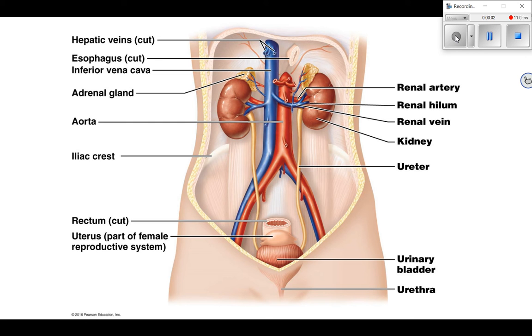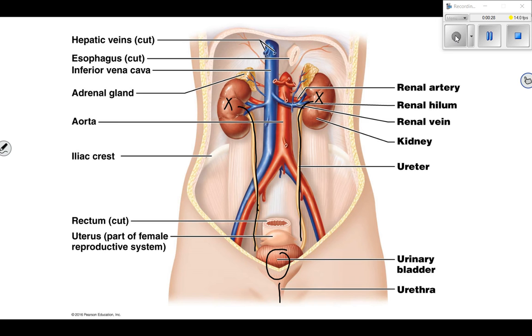Hello. Today let's talk about the urinary system, specifically the kidneys. Right now we're looking at an overview of the urinary system, and we can see that we have a pair of bean-shaped kidneys, and coming out of each one is a ureter. That ureter carries urine down to the bladder, where it's able to exit out the urethra.